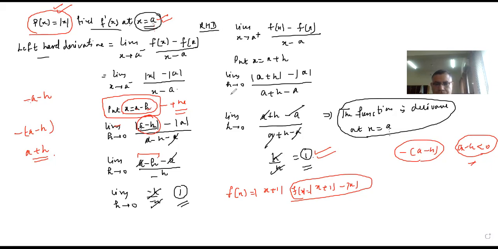Noted, sir. One thing you have to keep in mind: mod x is not differentiable at x is equal to 0, because at x is equal to 0 the function becomes undefined. So you have to remember that at x is equal to 0 its derivative will not exist.